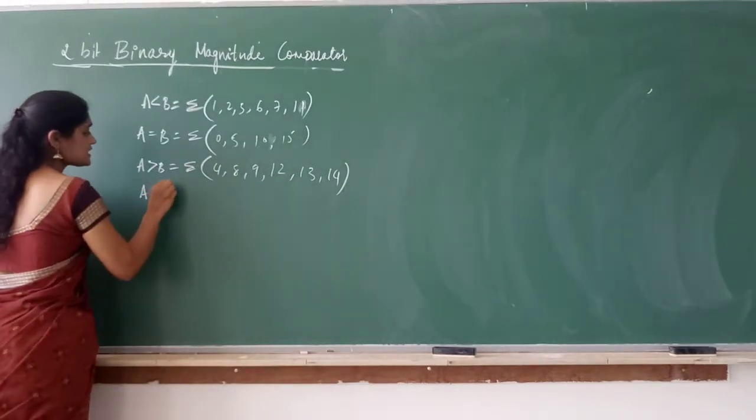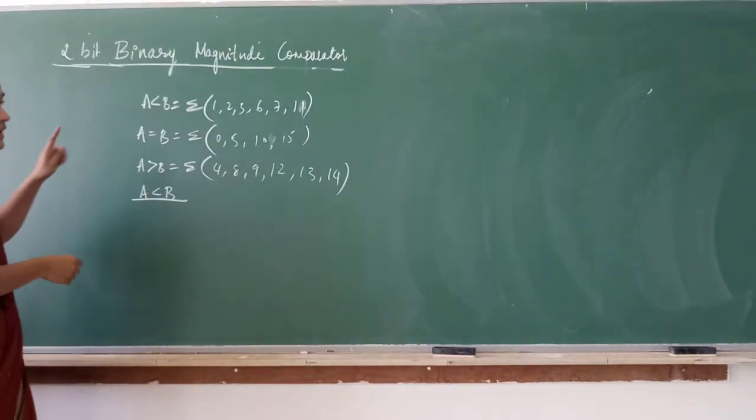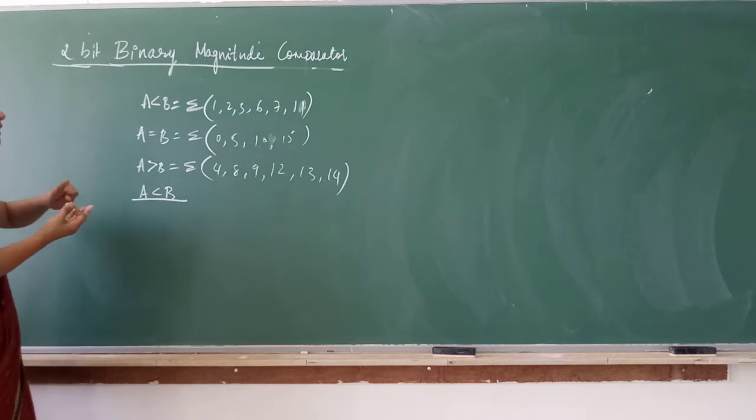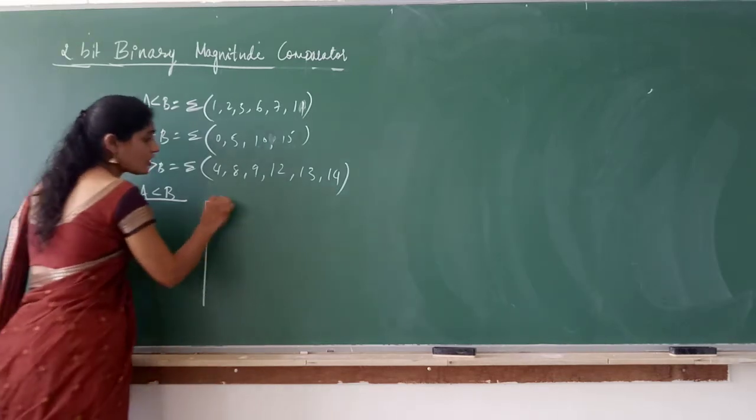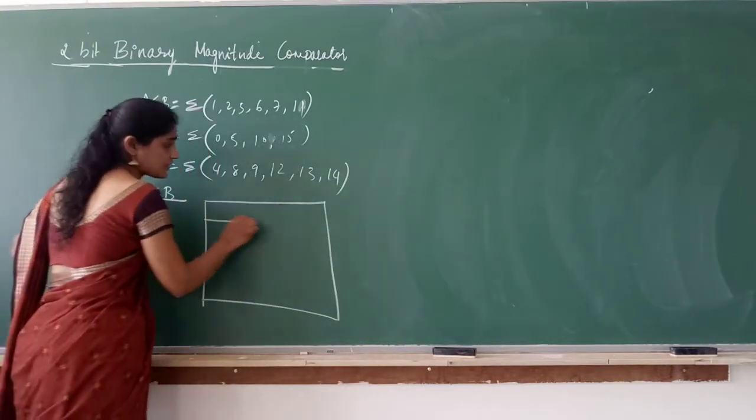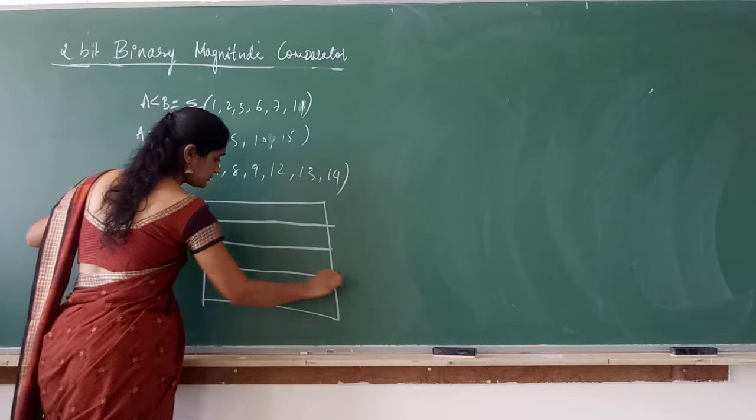So first A less than B. How many variables do we have? 4 variables: A naught, A1, B naught, B1, right? So in the same order we must write the K-map. That is why.